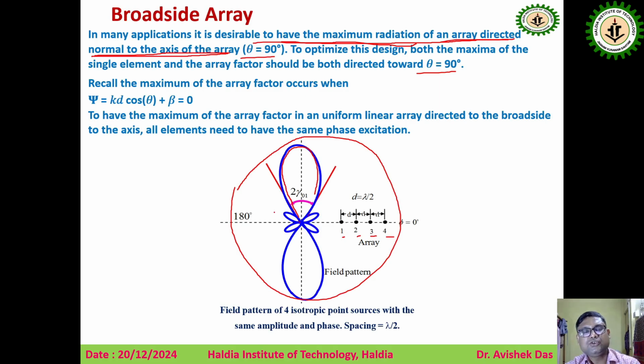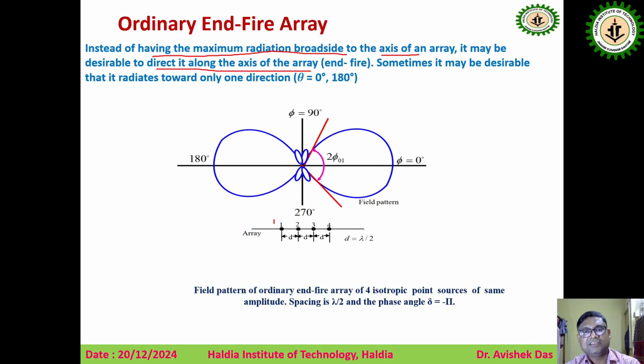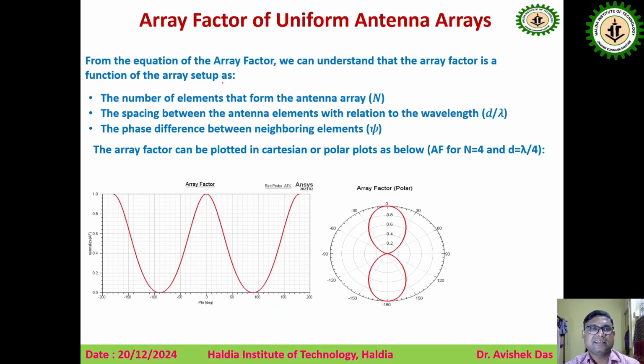So there are mainly two types of arrays. One is known as the broadside array, another is the end fire array. If we want the radiation pattern normal to the axis of the array, it is known as broadside array, and if we want the radiation along the axis of the array, it forms the end fire array. So this one is the figure for the end fire array. Okay. In the next slide we discuss the array factor of uniform antenna array. From the equation of the array factor we can understand that the array factor is a function of the array setup, the number of elements that form the array.